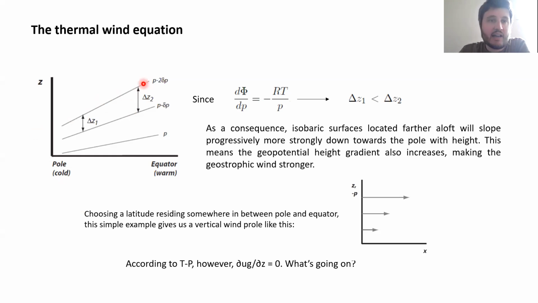So the pressure gradient forces are larger higher up in the atmosphere than close to the surface, and this has the immediate implication that the geostrophic velocity higher up, which is proportional to the pressure gradient force or to the geopotential gradient, is just larger. So we have that this profile of velocity has the partial derivative of u over z positive.